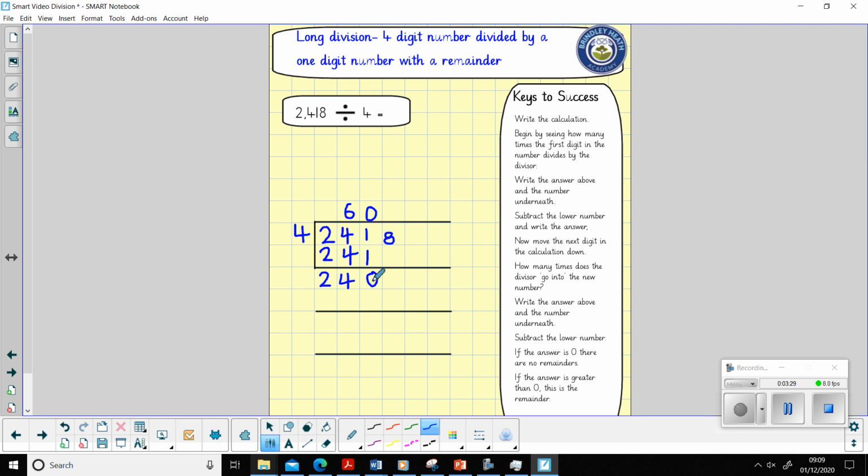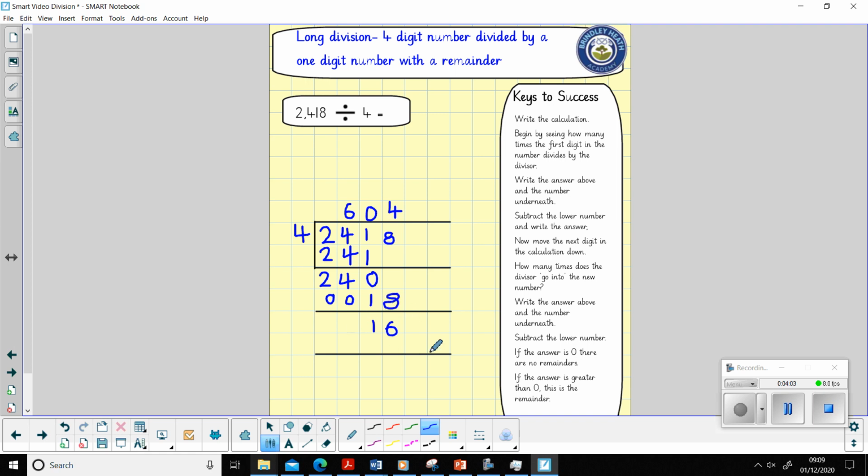So 1 take away 0 is 1, 4 take away 4 is 0, and 2 take away 2 is also 0. Then I bring my 8 down. That's the last number in my calculation, and I'm thinking about how many 4s are in 18. So if I count in 4s, 4, 8, 12, 16, 4 times 4 is 16. Another 4 would have taken me to 20, so that would be too much.